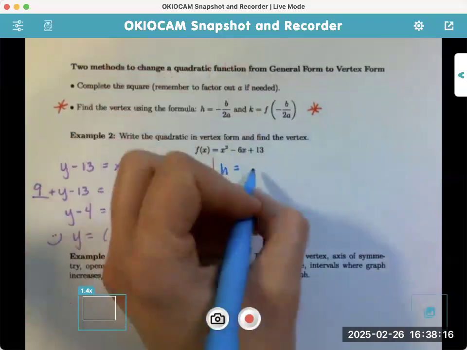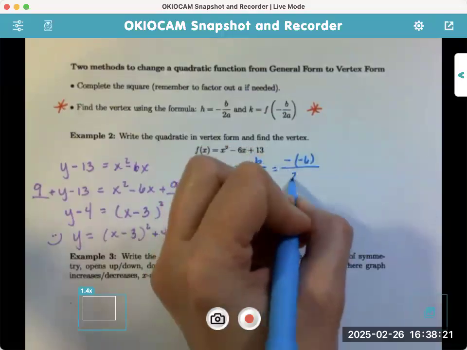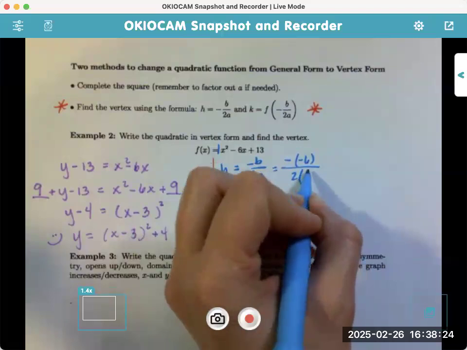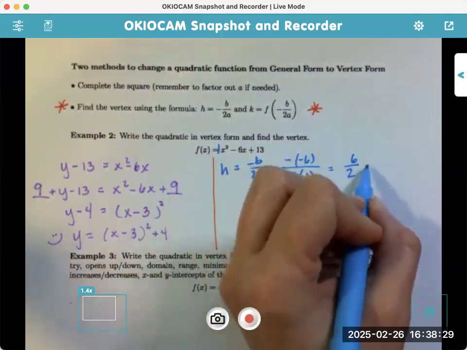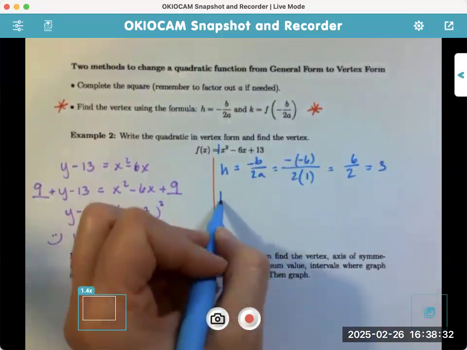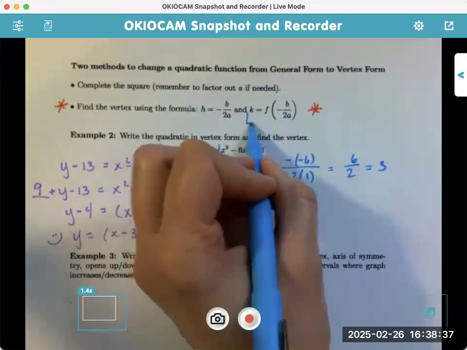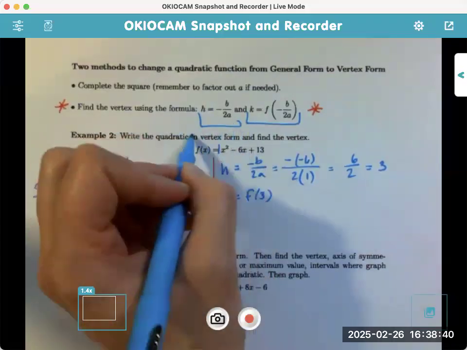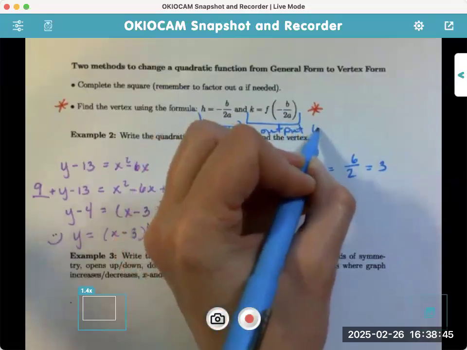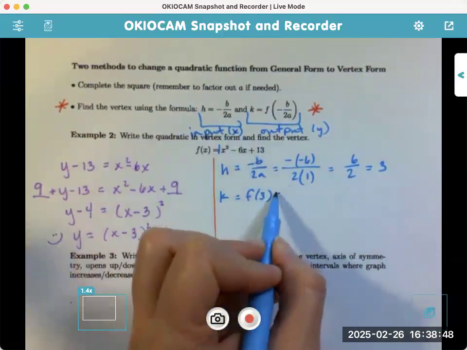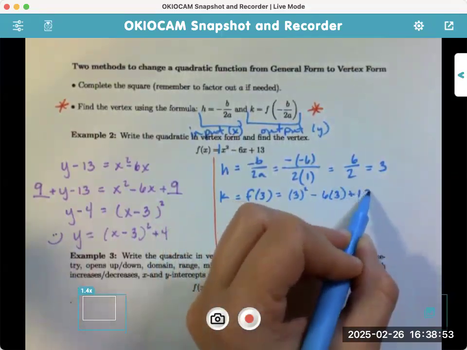Or, a big or, use our fun new equation. So h is negative b over 2a. b is negative 6 over 2. a is an invisible 1. So this double negative 6 is 6 divided by 2, which, as y'all know, is 3. So then k is equal to f of 3, right? Just the output value. Remember, input x, output y. So f of 3 is 3 squared minus 6 times 3 plus 13.